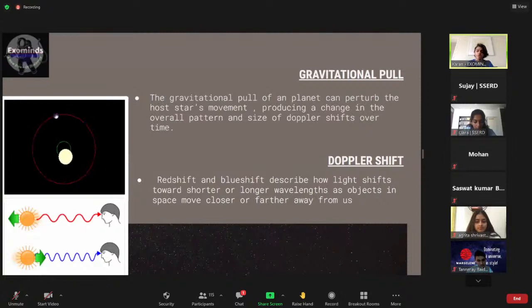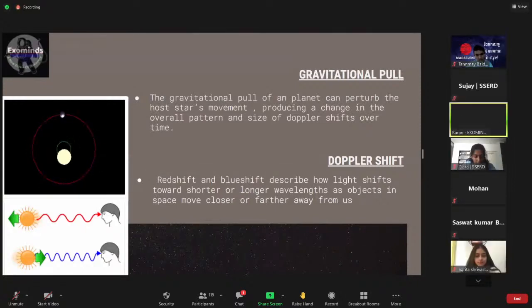It is not actually wobbling; it is just going around its barycenter, which is the center of mass of the entire system. We can detect this using the Doppler shift of light, which is basically the change in the wavelength of the light as the source of the light moves away or towards us. When the source of the light moves away from us, the wavelength of the light expands and it appears redder. And when the source of the light comes towards us, the wavelength of the light contracts and appears bluish to us. We call this the red shift and blue shift.